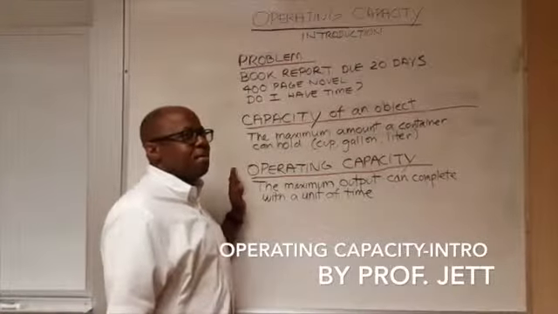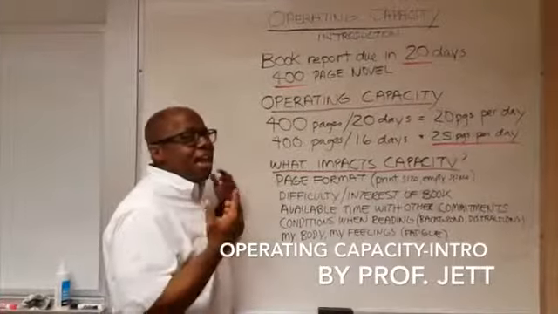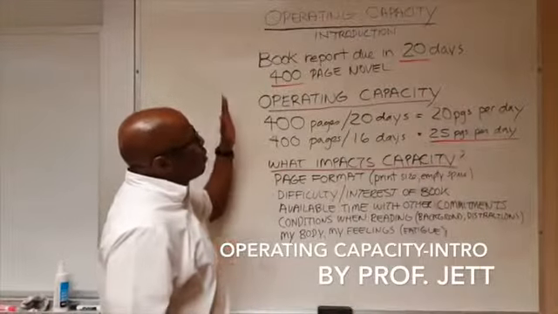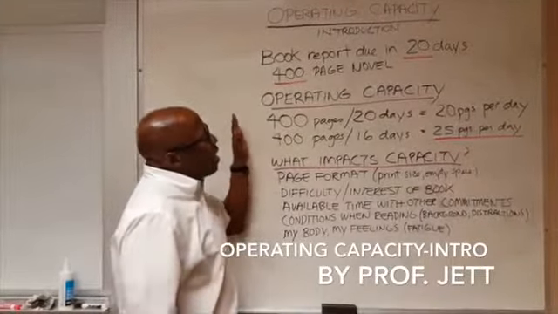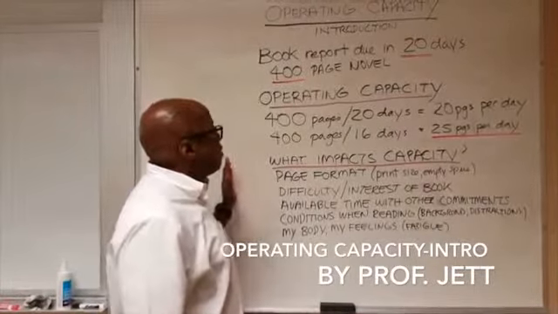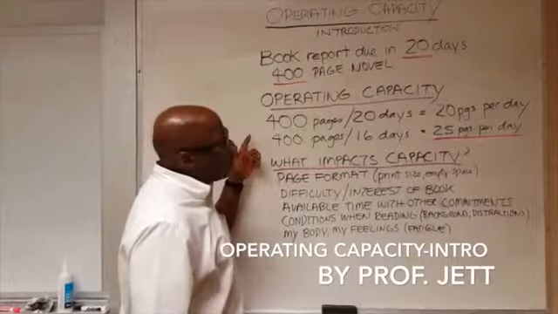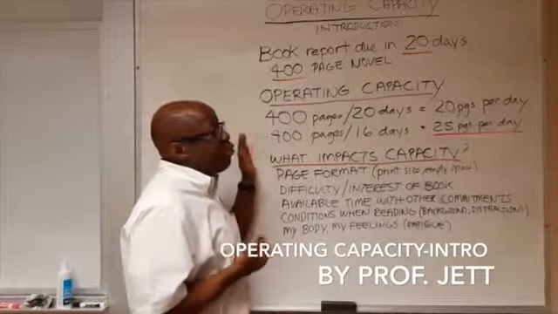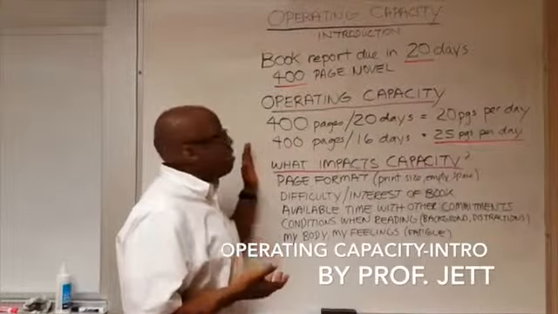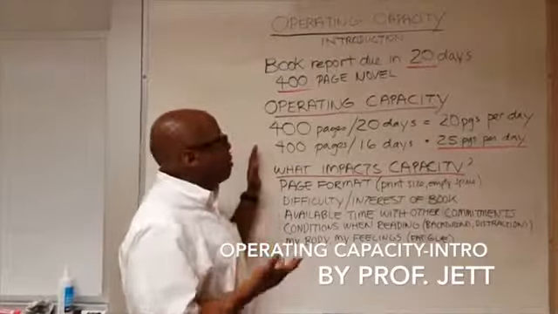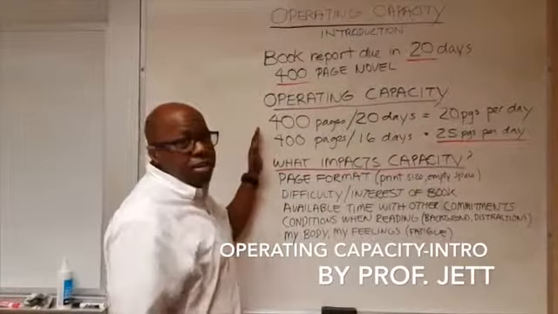So here we go. Imagine that I'm trying to figure out how to do this book report in 20 days and how this would work if I have a 400-page novel. The novel's 400 pages and there are 20 days to do it, so that means I would need to do 20 pages per day. That's the capacity that I would need to demonstrate in order to finish according to the deadline.